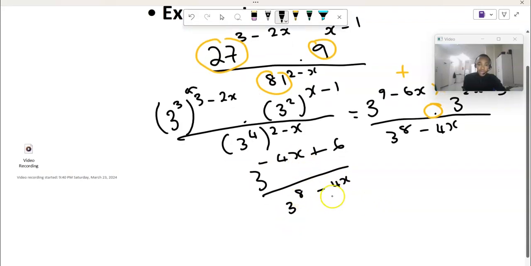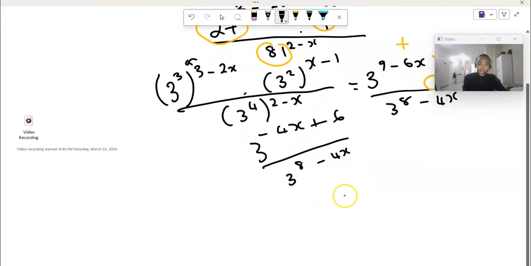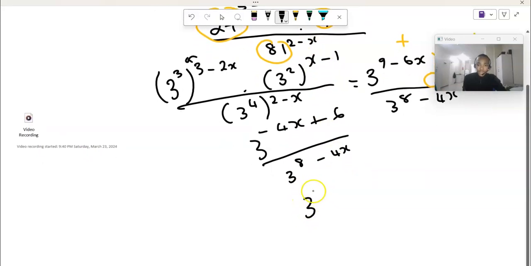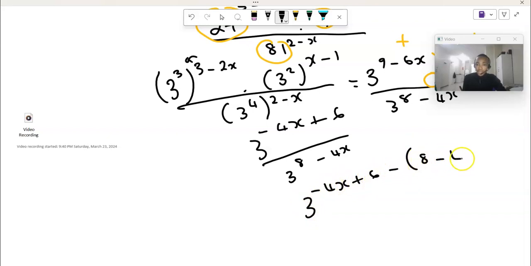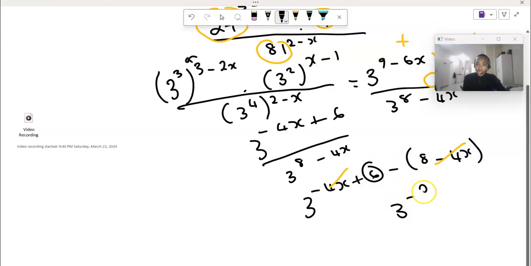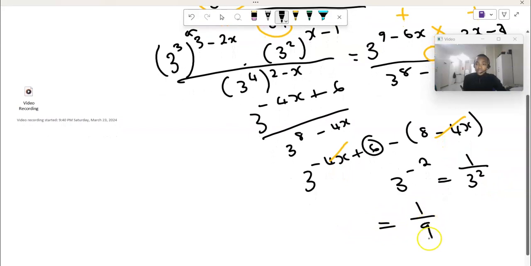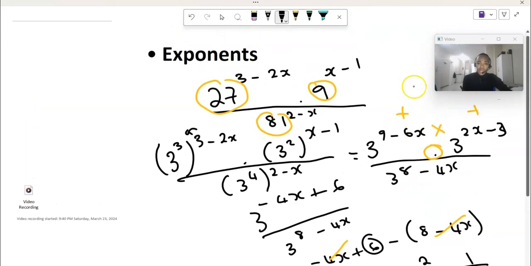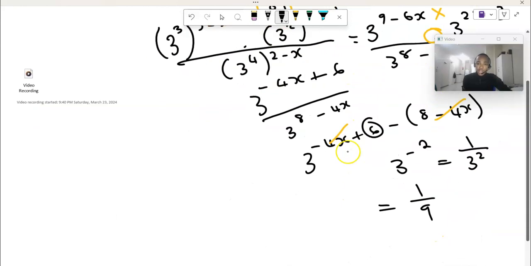Then we notice when we are dividing, we are subtracting the exponents, so there'll be 3 to the negative 4x plus 6 minus 8 minus 4x. So this is a positive, so these two will cancel. And then 6 minus 8 is basically 3 to the negative 2, which is the same as 1 over 3 squared, which is 1 over 9. So this is an example of how you can tackle these exponent problems.